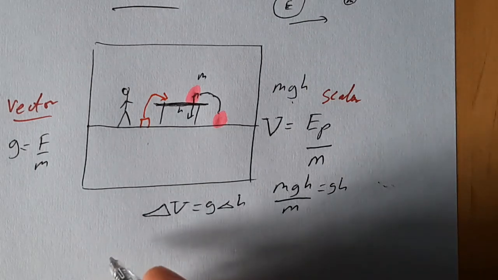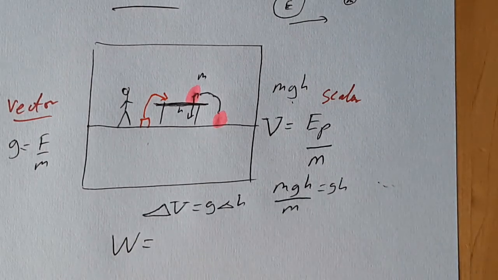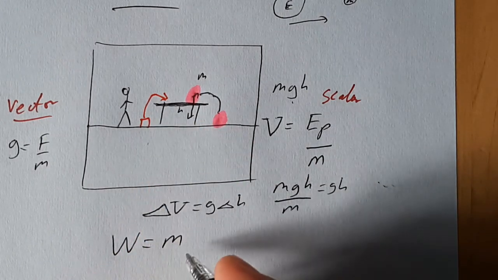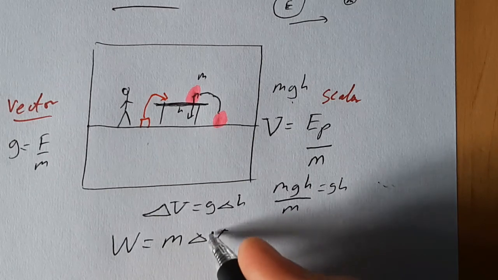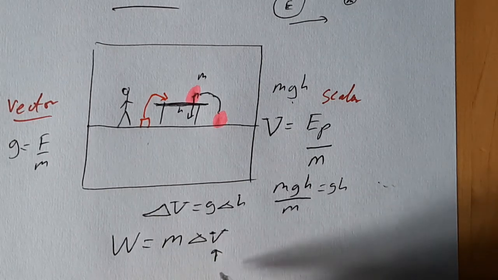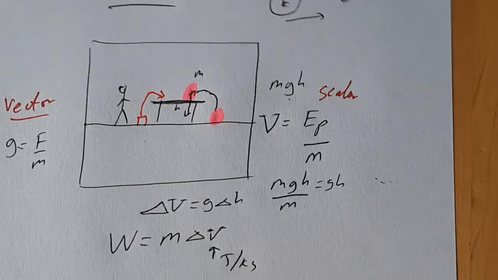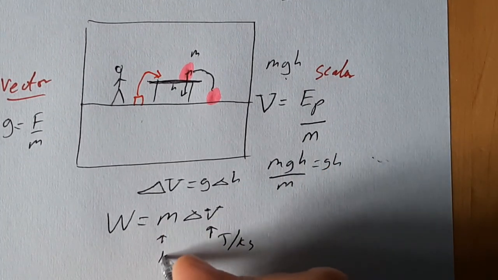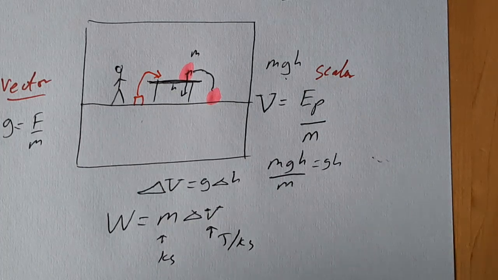The work that we need to do to move from the floor to the table is the mass of the object multiplied by the difference in potential, because that's the number of joules per kilogram difference, and that's the number of kilograms that we're moving. So when you multiply them together, you get the increase in energy in joules. So concept one, we need to think about potential being the amount of energy per kilogram.